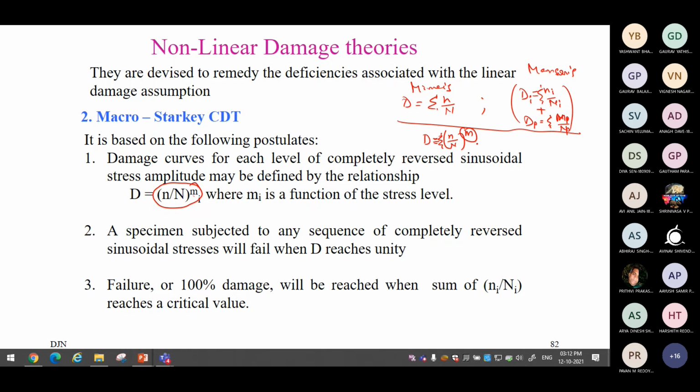It could be second order, third order, or some fractional value. This value should be determined experimentally, and it is a function of stress level. You can make a note here: the value m is a function of stress level. That means the magnitude of the stress you apply is going to be considered in whether the next load is going to cause damage or not.